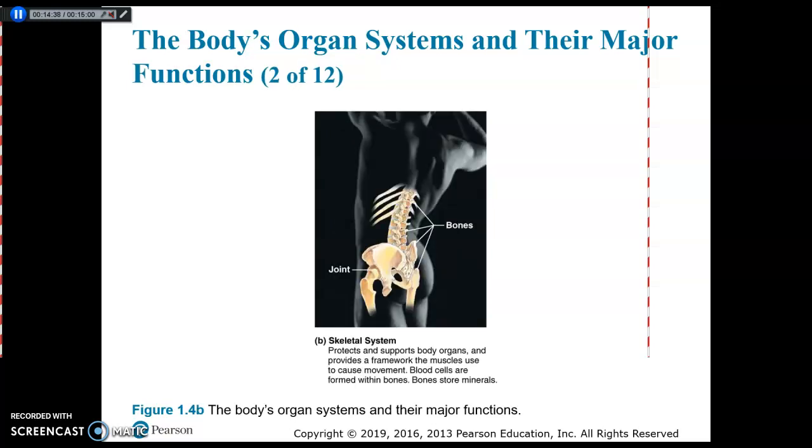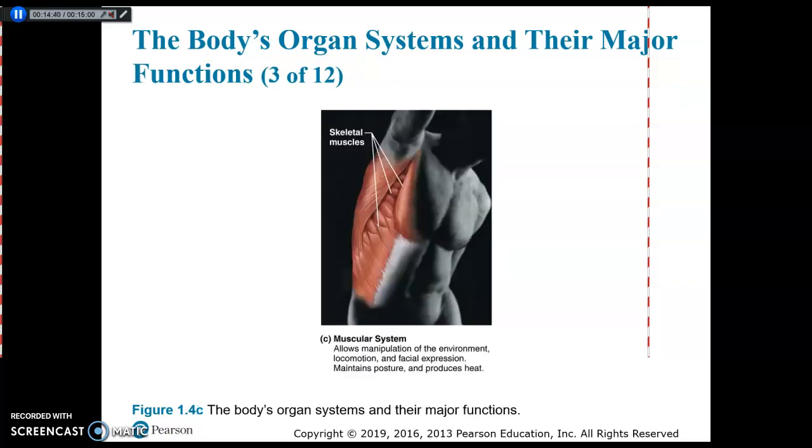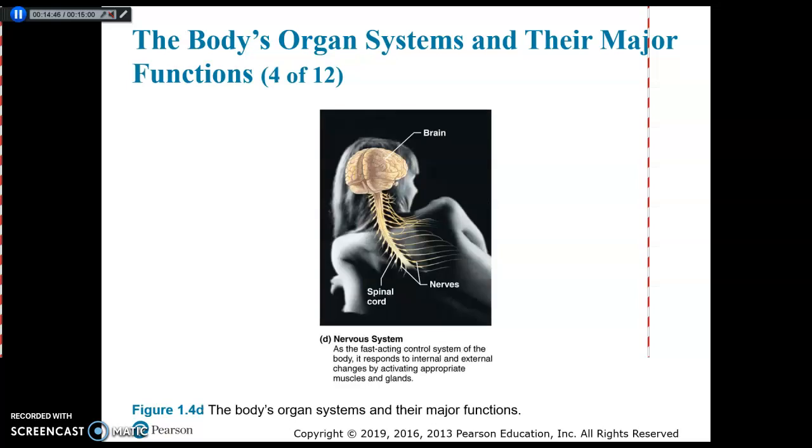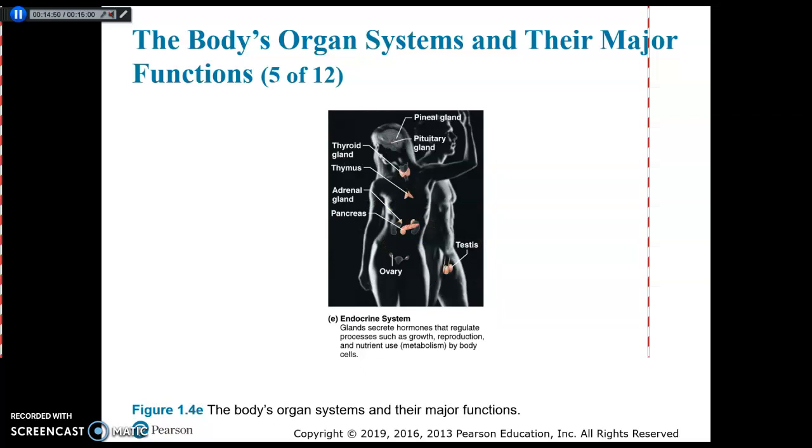Then we have the skeletal system, which are our bones and our joints. The muscular system, referring to the skeletal muscles only, not the smooth and the cardiac. The nervous system, brain, spinal cord, and nerves. Endocrine system, and this is where I'll stop. I'll come back to it.